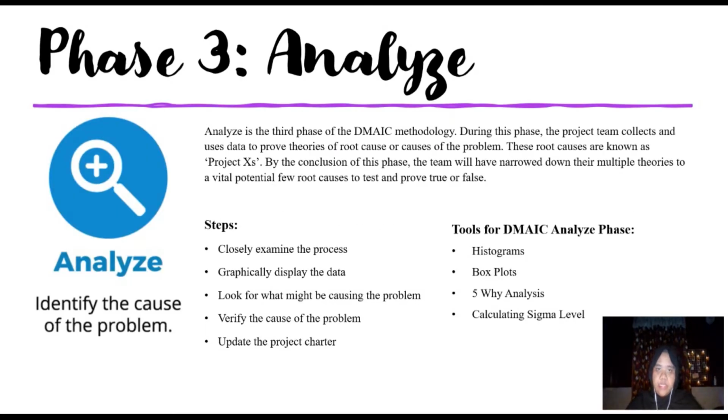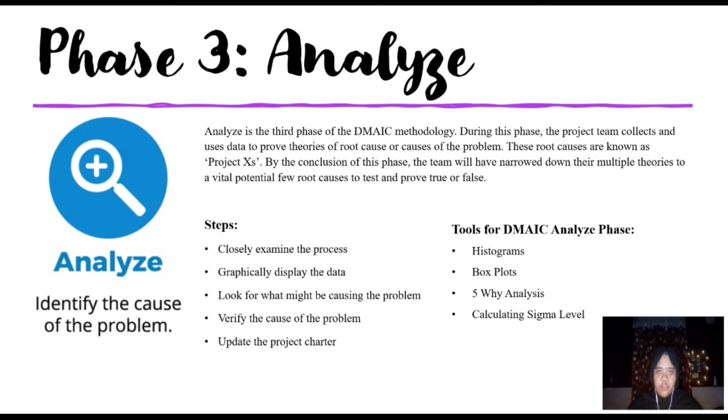And the last is the third phase of the DMAIC methodology, Analyze. During this phase, the project team collects and uses data to prove theories of root causes of the problem. These root causes are known as the project X. By the conclusion of this phase, the team will have narrowed down their multiple theories to the vital few potential root causes to test and prove true or false.